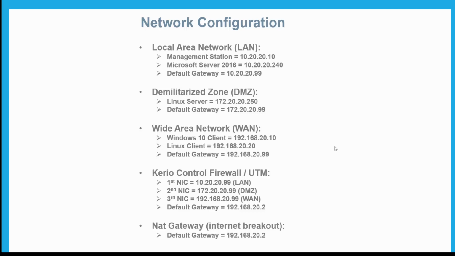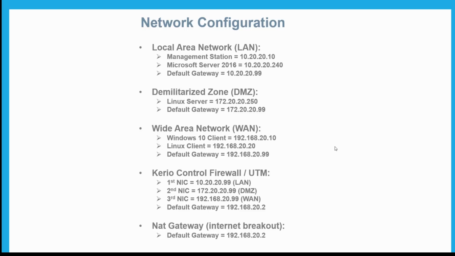That server will get an IP of 10.20.20.240. And both machines will have a default gateway of 10.20.20.99. That is the IP of the firewall. Then I've got the DMZ. Within the DMZ, I've got one Linux server that will get an IP address of 172.20.20.250, and its default gateway is going to point to the firewall, which is 172.20.20.99.